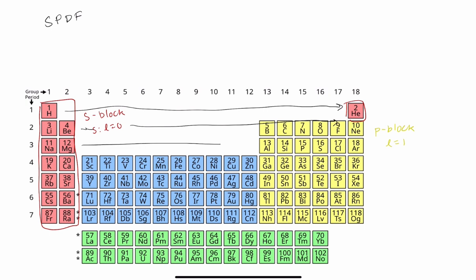If we keep doing that process, we're going to get to the blue, and this one is called the D block, all right? And the D block is where L equals 2, right? So the SPDF is 0, 1, 2, 3. And the final one we have is the F block, shown in green here. So if we remember before, the shape of the orbital is what's defined by these L quantum numbers.